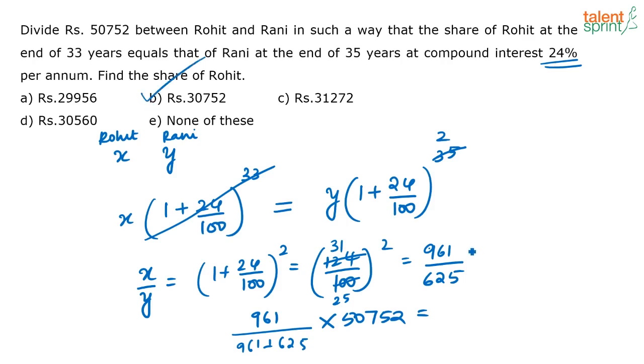See, the ratio in which the money is split between them is 961 by 625. So if I have a total of 961 plus 625, the share that Rohit will get will be 961 divided by the total that is there. Correct? Now here how much rupees is being divided? 50752 is being divided. So at this point you will have to do some calculations, but otherwise arriving at this step is easy. Correct answer for this question is option B.